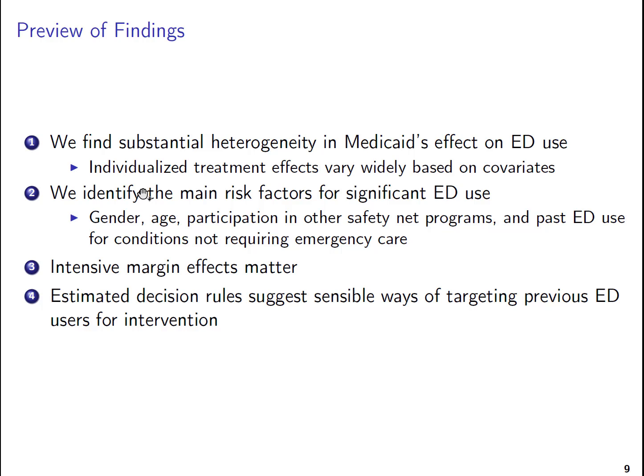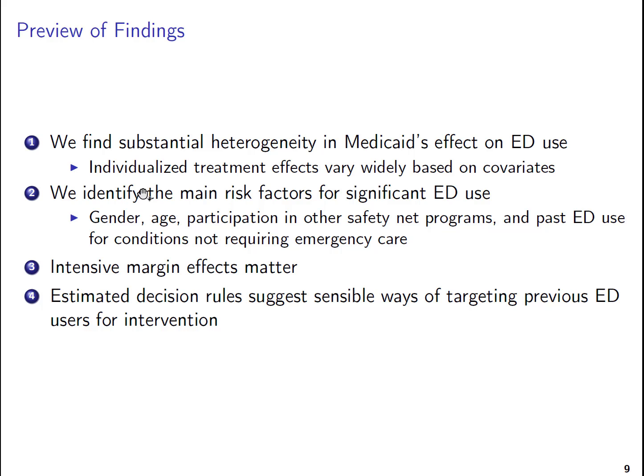And you're going to see that a lot of the stronger impacts on ED use are concentrated on these covariates. And then intensive margin effects matter a whole lot. We have suggestive evidence that really what's happening is folks accustomed to using the emergency department continue to utilize it even more upon getting coverage. That's some of the suggestive evidence we find, and some of our estimated decision rules, as you'll see, provide very sensible ways of targeting individuals. Any questions?